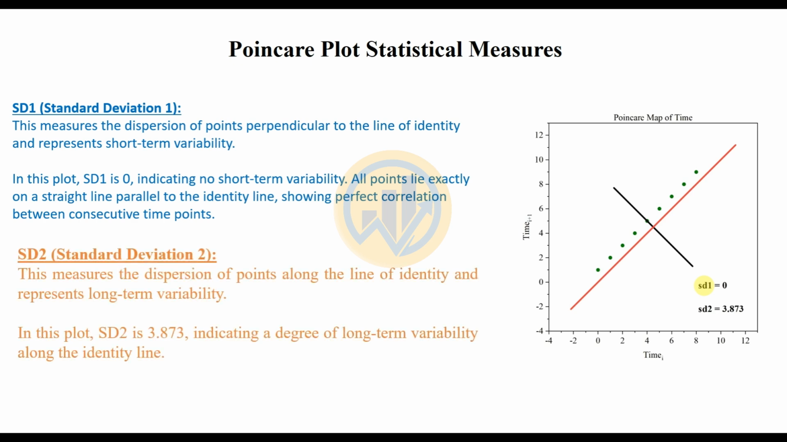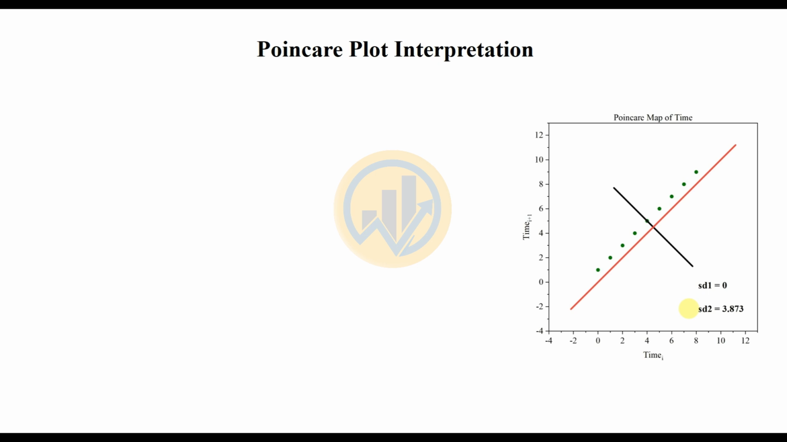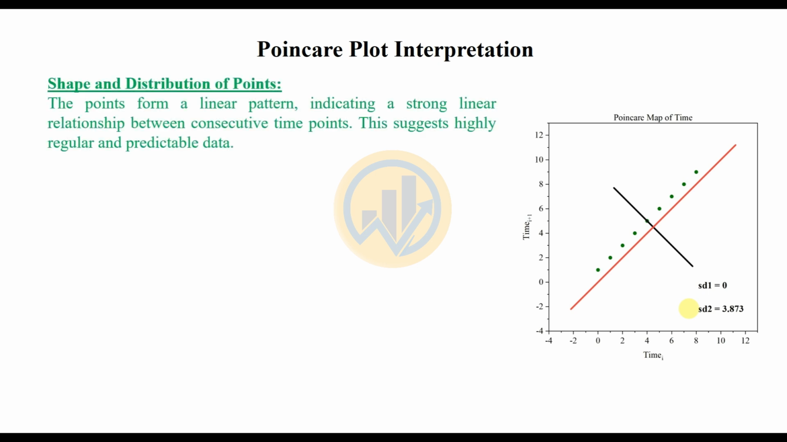Next, standard deviation 2. This measures the dispersion of points along the line of identity and represents long time variability. In this plot standard deviation 2 is 3.873, indicating a degree of long time variability along the identity line. Next, the interpretation of the Poincare plot, the shape and distribution of the points.